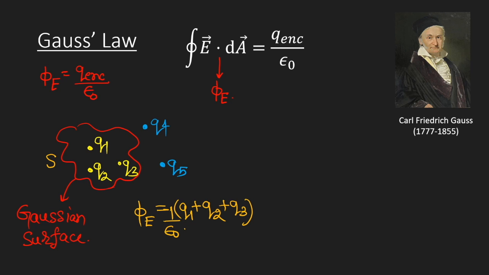Now, the charges that are outside of the Gaussian surface, like q4 and q5, have no role to play in the flux. However, if we consider this integral over the surface of E dot dA, they absolutely play a role in this electric field right here. This electric field is the field at that point due to all of these charges in space. So that is to be kept in mind.